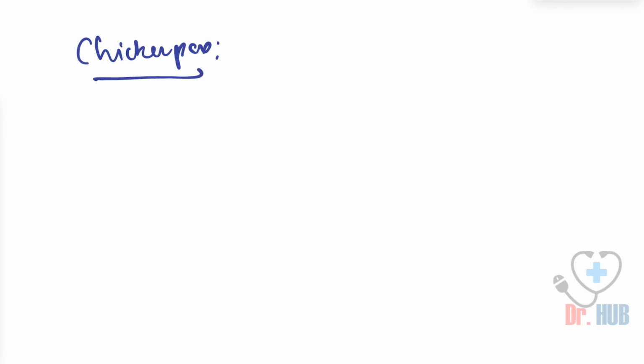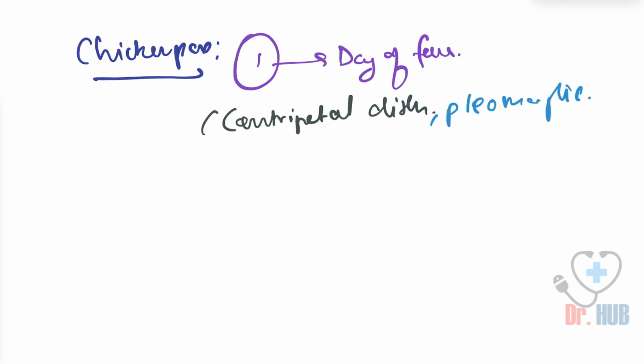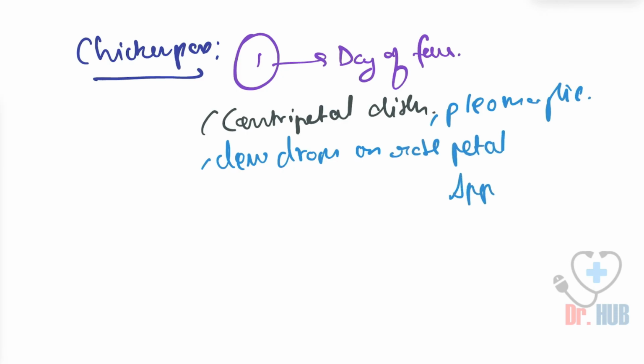In chickenpox, the rash appears on the first day of the fever. There is also a centripetal distribution, and it is pleomorphic. Then there are also dewdrops, the dewdrops on rose petal appearance.